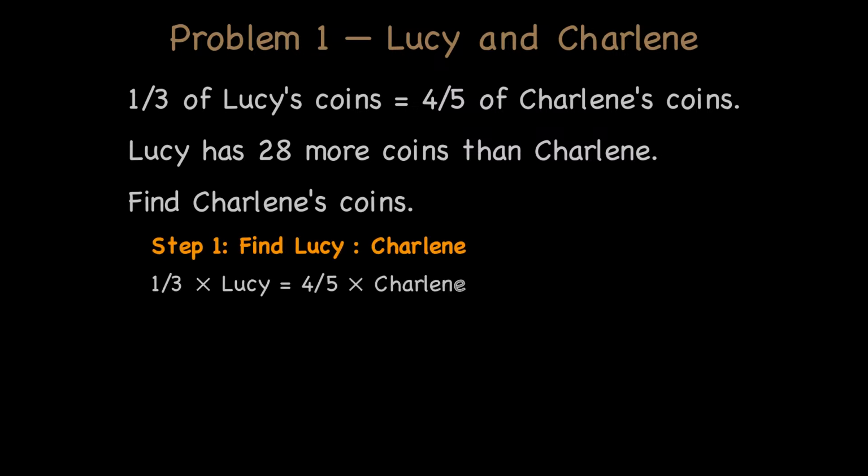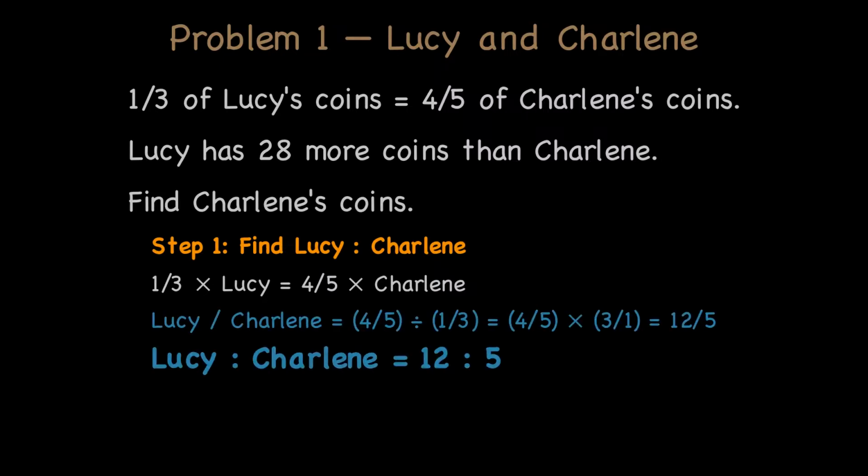Step 1. We know 1/3 of Lucy equals 4/5 of Charlene. Rearranging, Lucy divided by Charlene equals 4/5 divided by 1/3, which is 4/5 times 3, equaling 12/5. So Lucy to Charlene is 12:5.